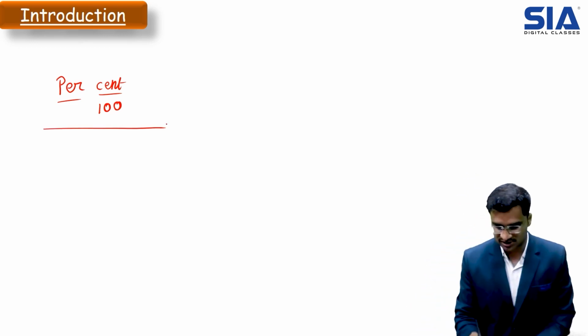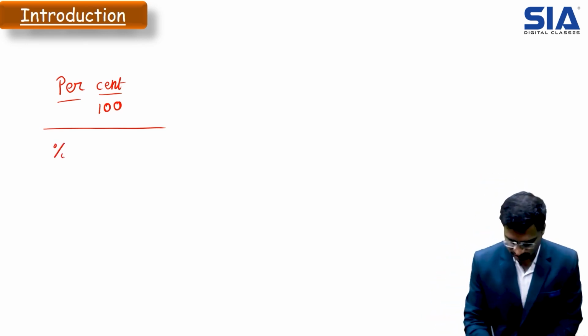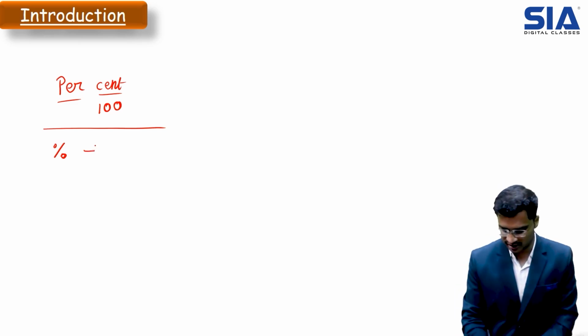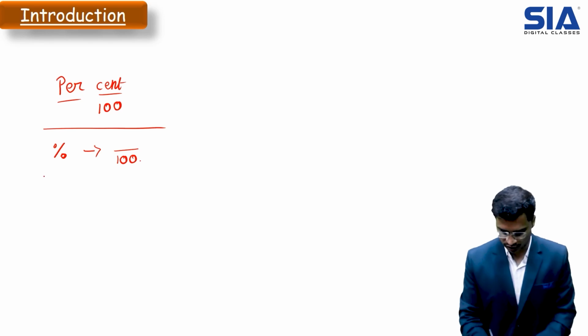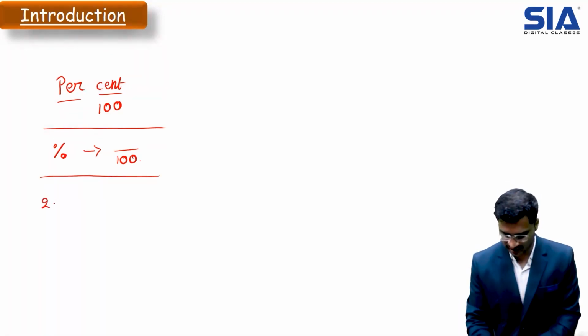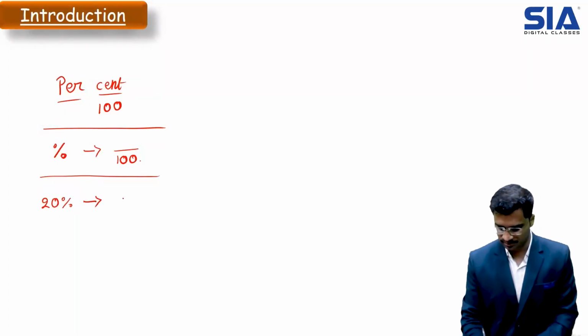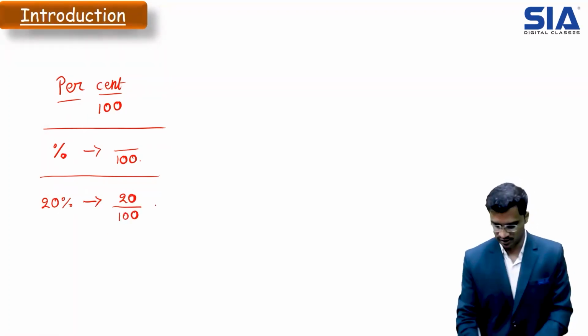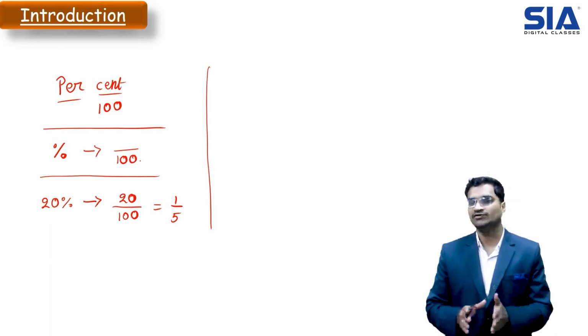So whenever in our percentages topic we see the symbol of percentage, we have to write it in this way, divided by 100. So whenever I see the percentage symbol, I will write it this way. Suppose I get a value like 20 percentage, what I have to do? I simply write it as 20 divided by 100. So 20 by 100 gives me a value of 1 by 5. So simply, percentages is nothing but comparison with 100.